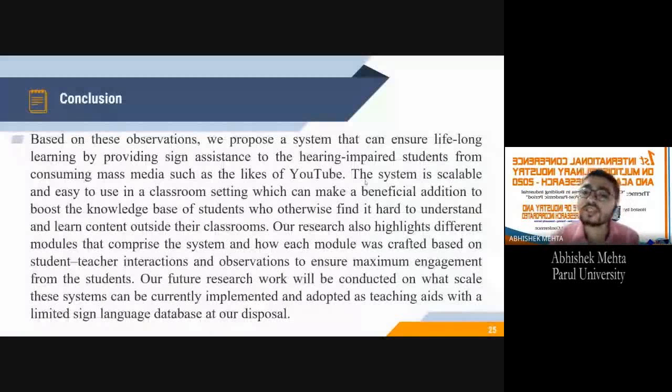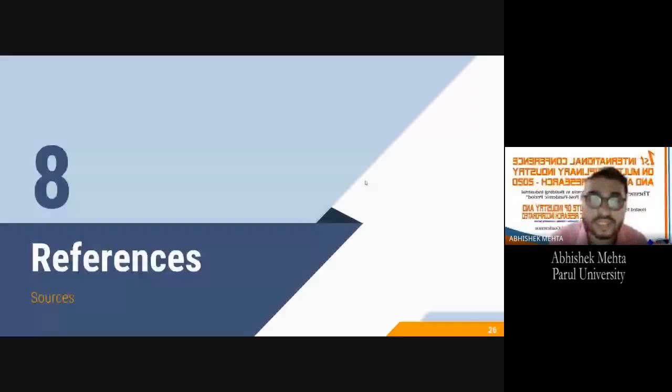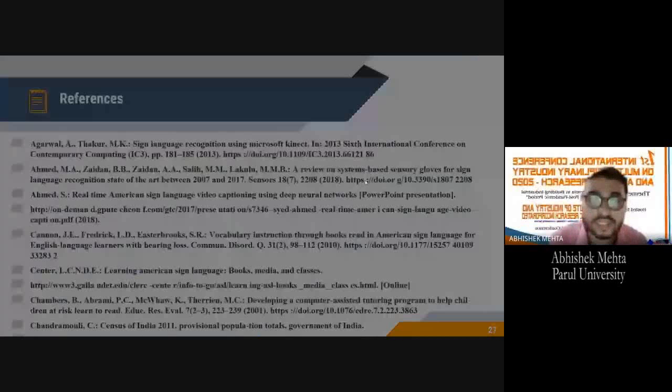So based on this observation, the system is already published. The system is already implemented in some schools for teaching purposes and for the engagement and education of deaf and dumb people. And that is the reference, and that is the hard work of my team.